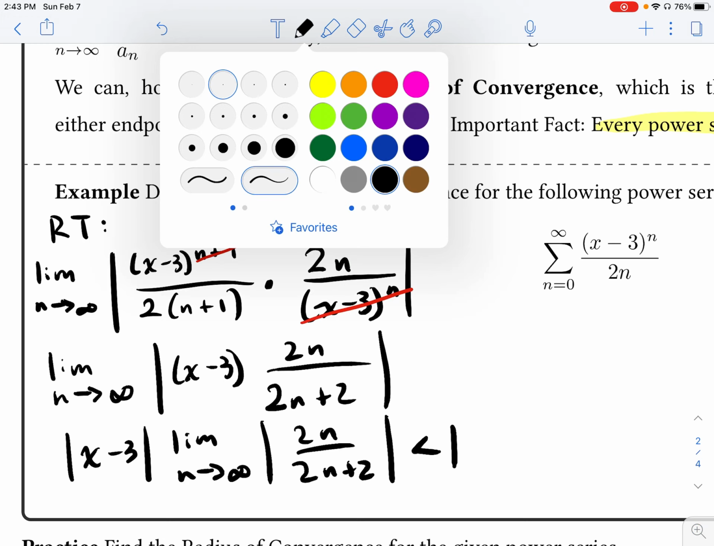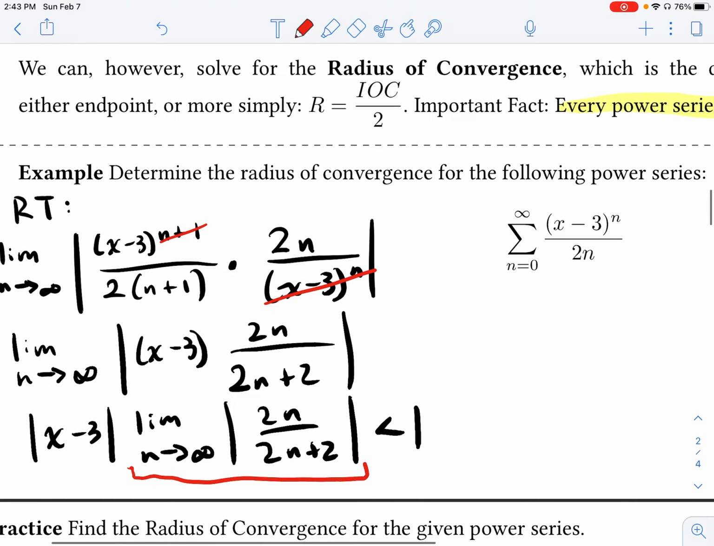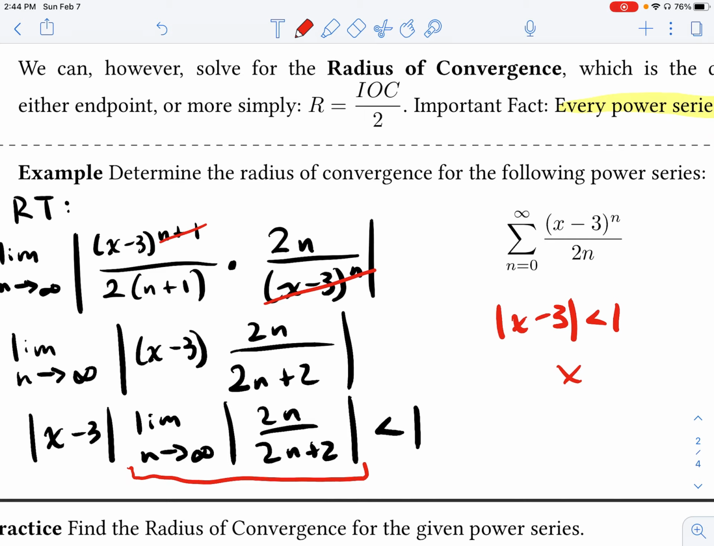Well, just by cleaning this up a little bit, we know that the limit of that ratio there is equal to 1. So what that allows us to do is write this as the absolute value of x minus 3 is less than 1. Now, some of you might be thinking, this looks like a lot of work for something that I was able to pretty quickly do with geometric power series, but the difference now is that this isn't a geometric power series, right?